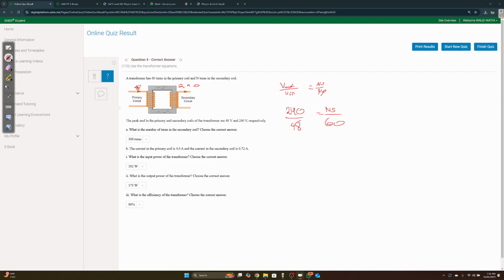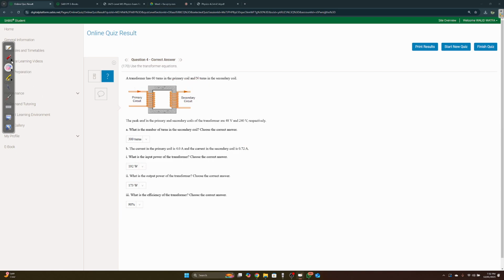If you cross multiply, you get 300 turns. The current in the primary coil is 4 amperes and the current in the secondary coil is 0.72 ampere. What is the input power of the transformer? Obviously, the input power P is equal to IV, right? The current is 4, the voltage is 48, so 4 times 48 is 192, right? What's the output power of the transformer? The current is 0.72 and the voltage is 240, so 0.72 times 240, same equation, 173.